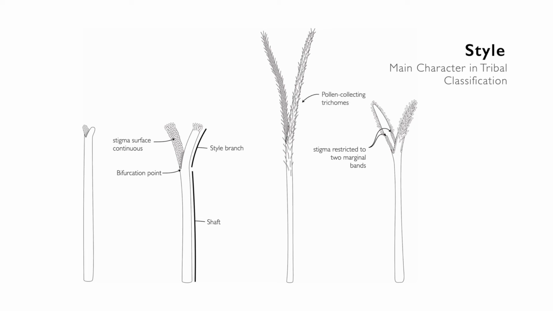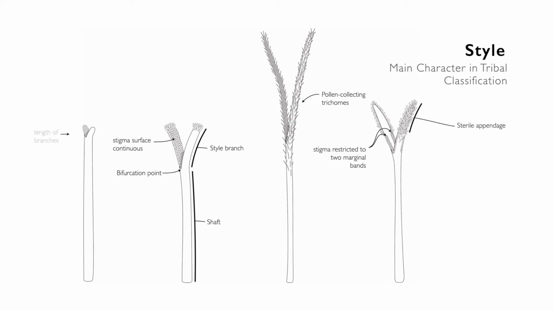Another important trait are the pollen collecting trichomes. Those pollen collecting trichomes could be distributed along the style branch and extend below the bifurcation point, like in this case, or they could be restricted only to the style branch and not extend below the bifurcation point. That is another major trait.